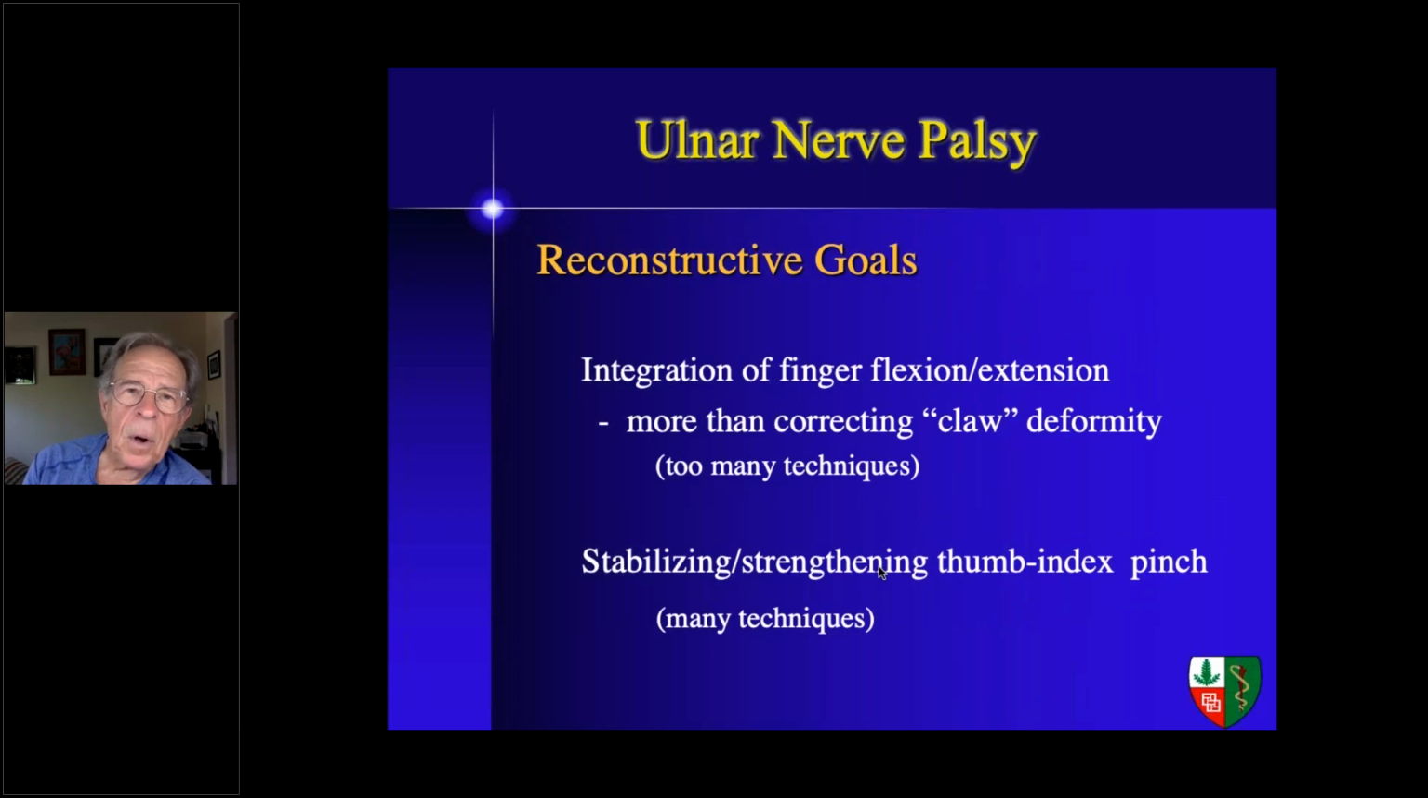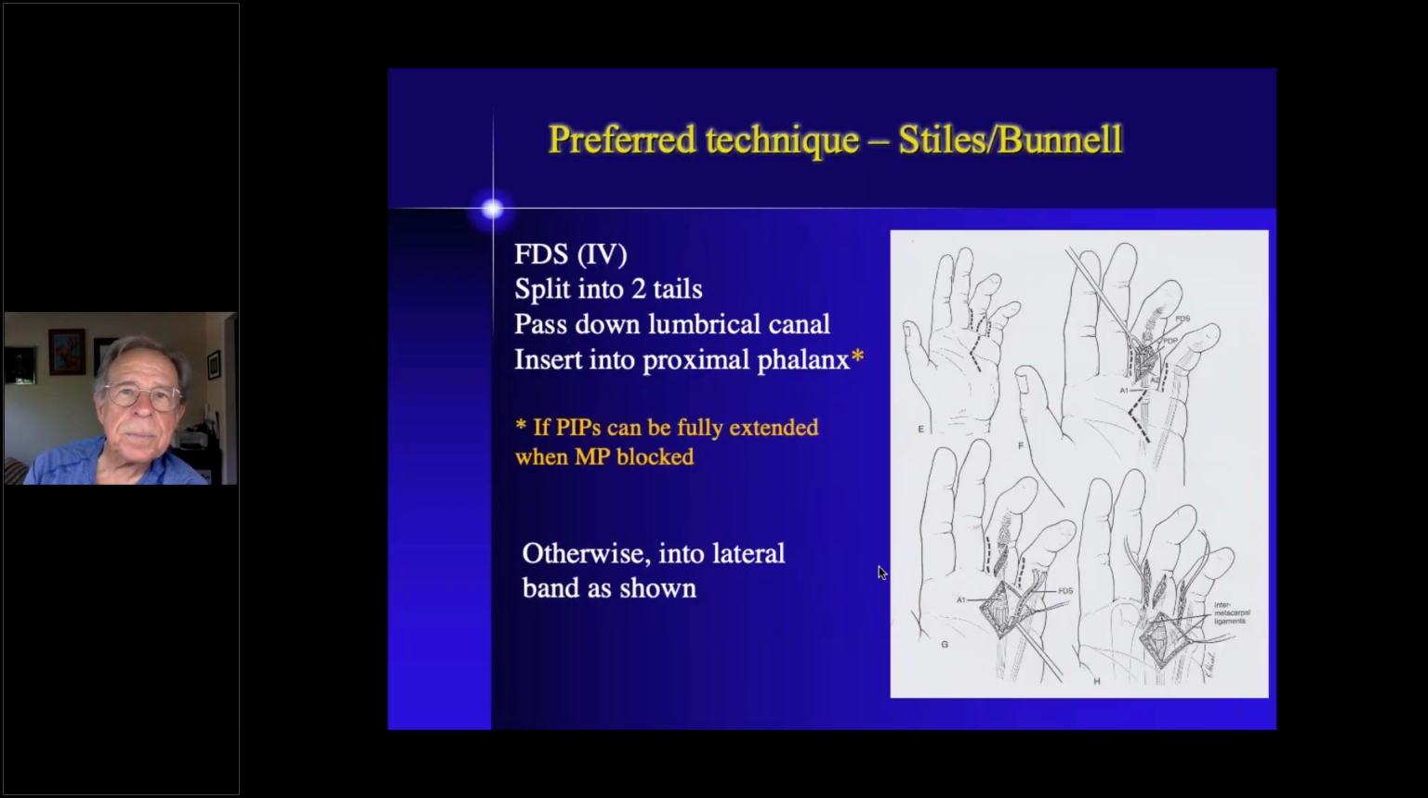Our reconstructive goals then are to integrate finger flexion and extension. It's more than correcting the claw deformity. We want to be able to have integrated IP and MP flexion. And there are many techniques, too many techniques to choose from for correcting claw deformities. We also want to consider stabilizing and strengthening thumb index lateral pinch, and there are many techniques for this.